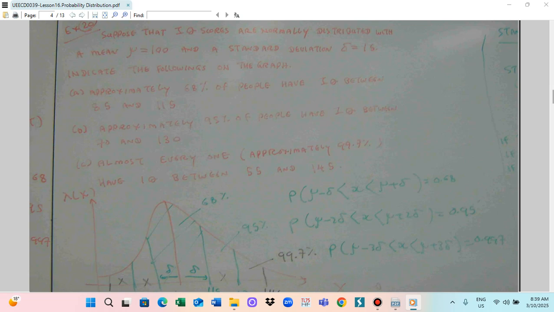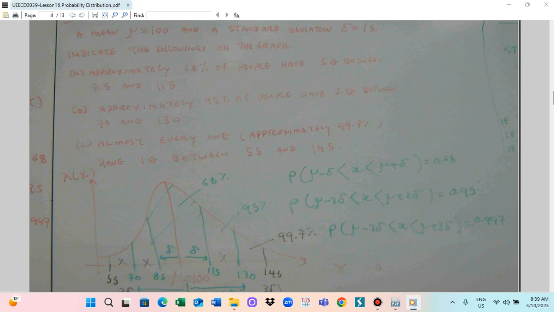So the group in this range will be 68%. So we can write the probability between mu minus delta and mu plus delta is equal to 0.68. Because the mean is 100, delta represents 15. So this 15 means only one deviation. One deviation difference is 0.68.